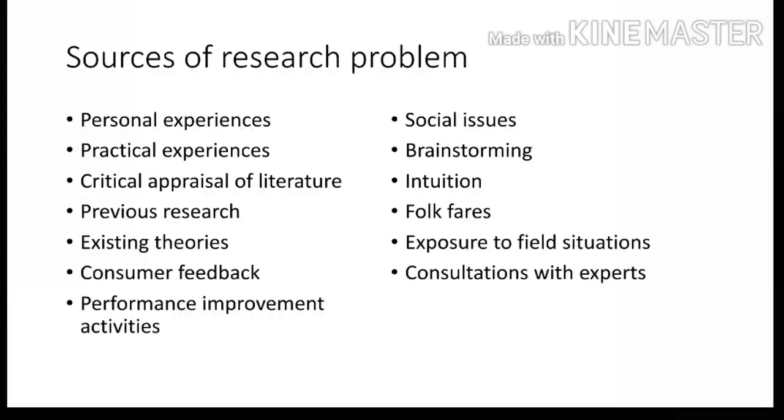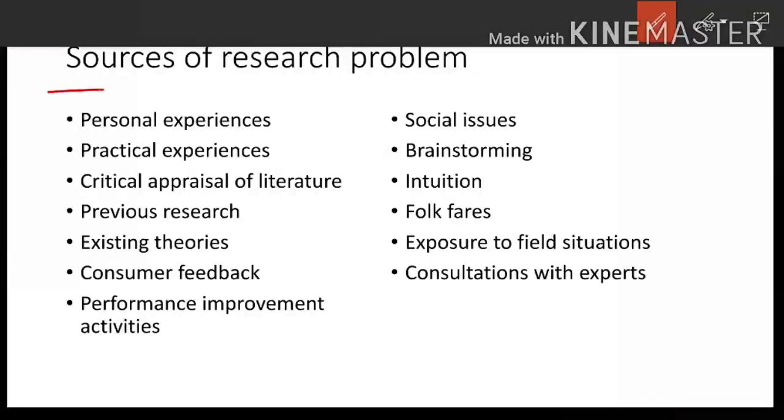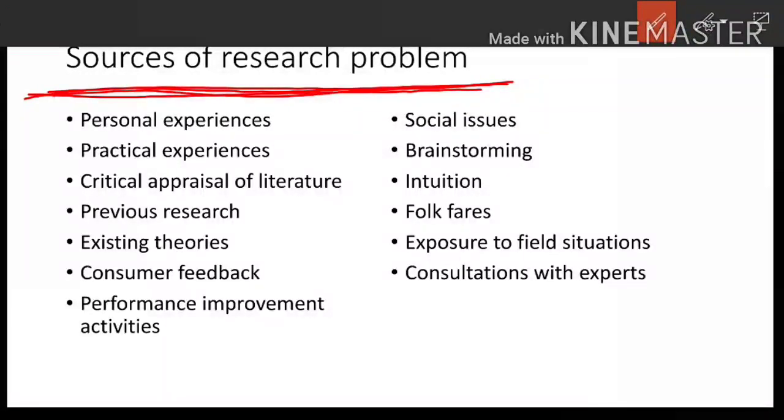now our next topic is sources of research problem. Very important: from which areas can you select your research problem? Identification of the research problem is the first and most important step. We have already seen this, and generally we first select a broad area, and then the broad topic is delimited, or narrowed down, to a specific one sentence statement of the problem.